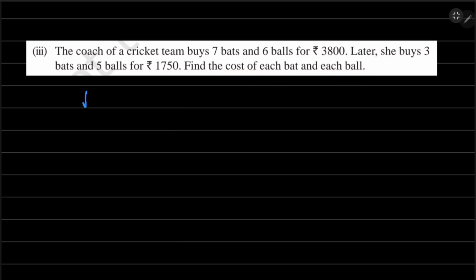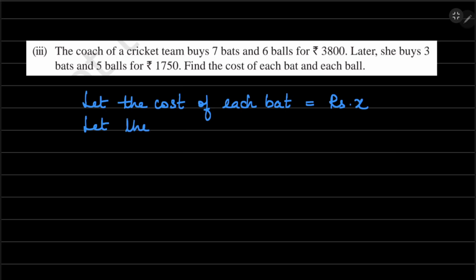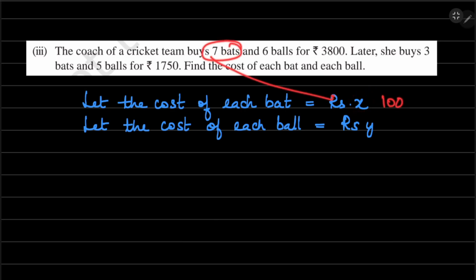So let's write, let the cost of each bat be rupees x, and let the cost of each ball be rupees y, because that's what you are asked to find. So if one bat costs rupees x, right? If one bat costs rupees 100, how much will 7 bats cost? 7 into 100 is 700. If one ball costs rupees 5, how much will 6 balls cost? 6 into 5, isn't it?